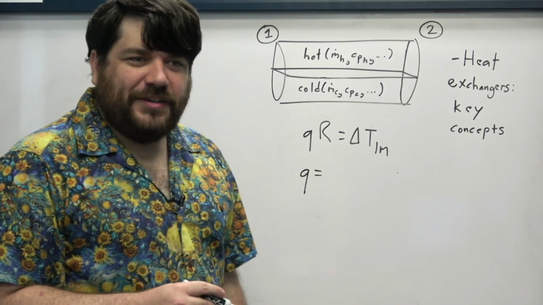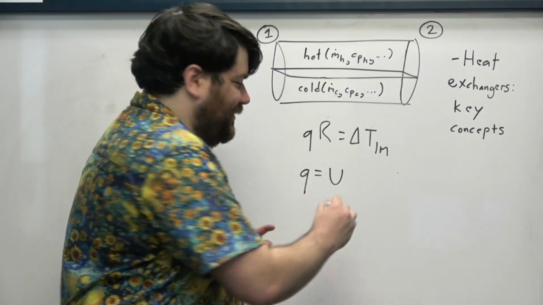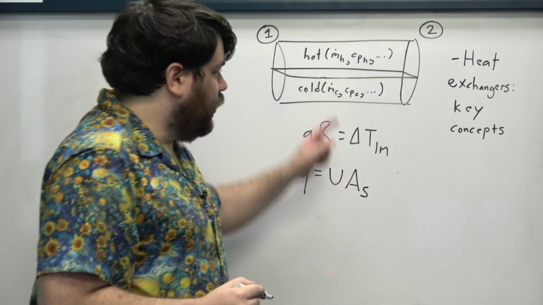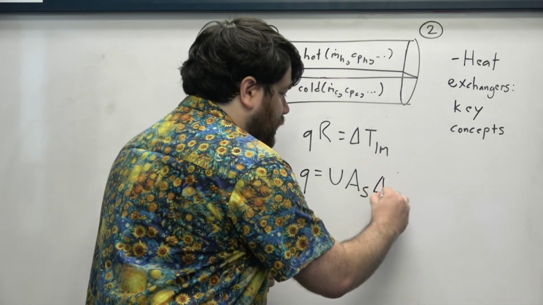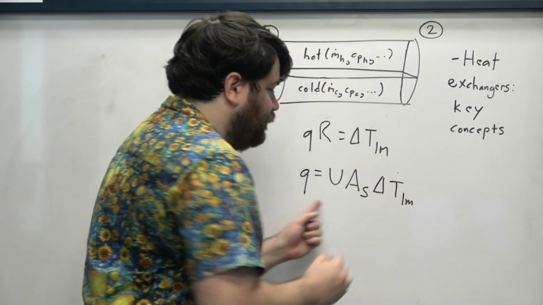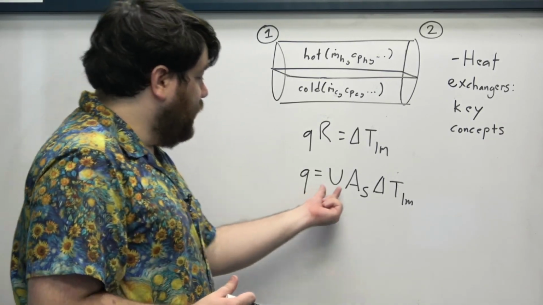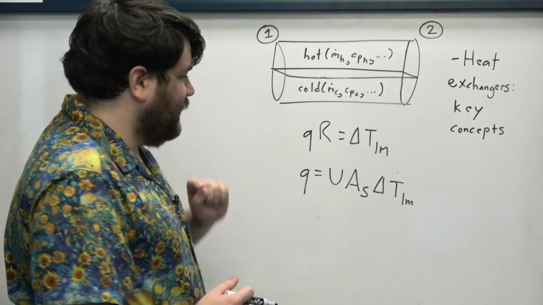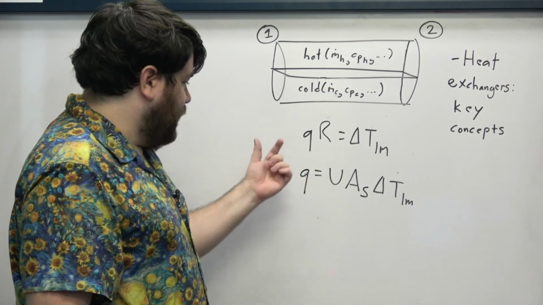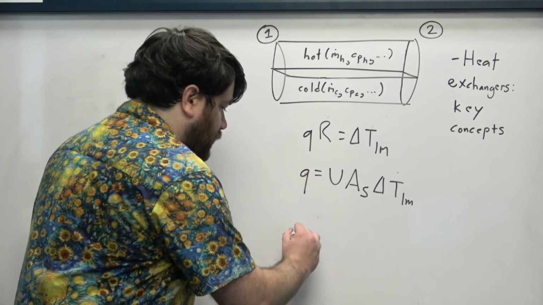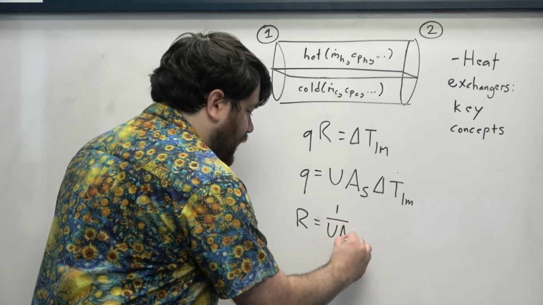And it is defined in such a way that the heat transfer rate is equal to that U value times the surface area over which the heat transfer is taking place, multiplied by this delta TLM. And so you can see that there's a direct relationship between the U value and this total thermal resistance, which we can investigate, right? We can immediately figure out that R is equal to 1 over UAS.